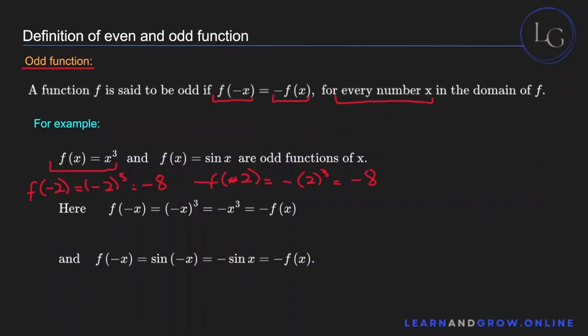And let's take another example. This one, sine of x, is also an odd function. Why is that? Well, let's draw the graph for a better explanation. The sine graph looks something like this.